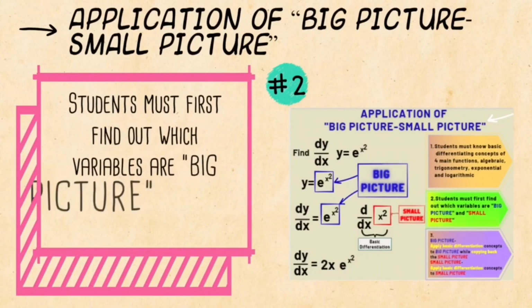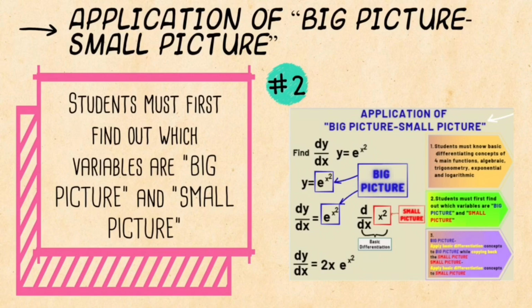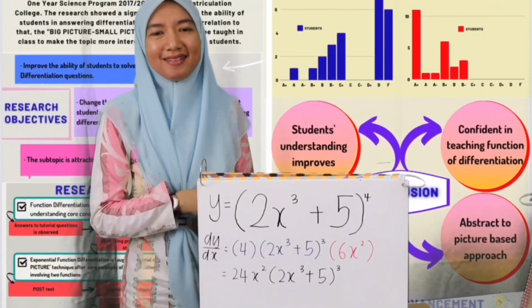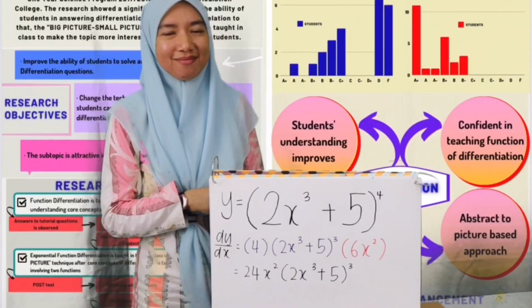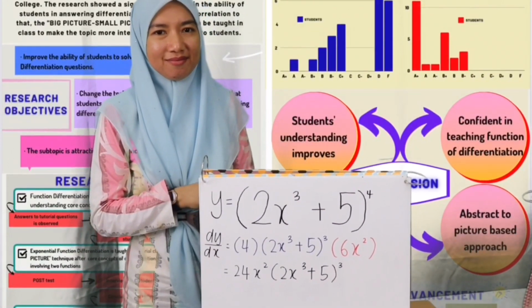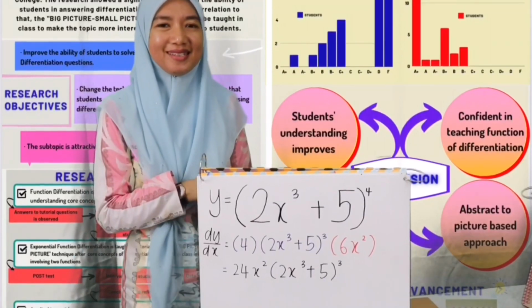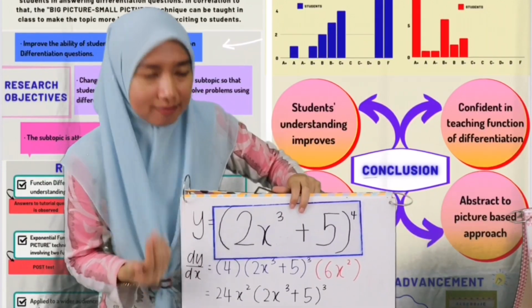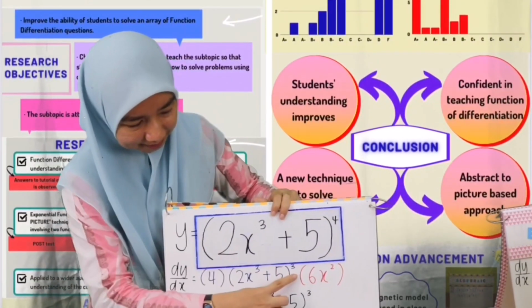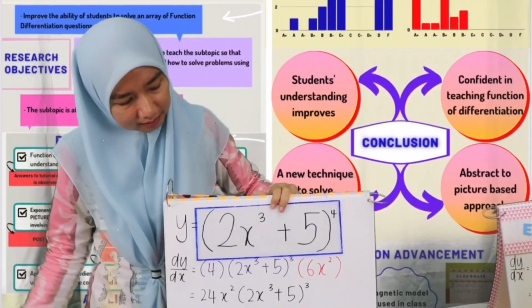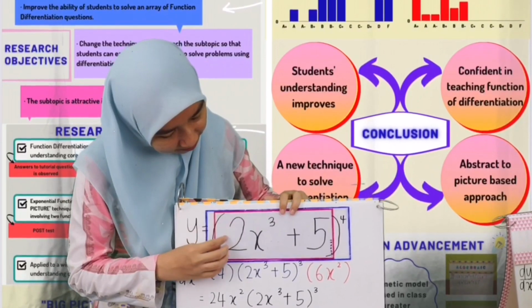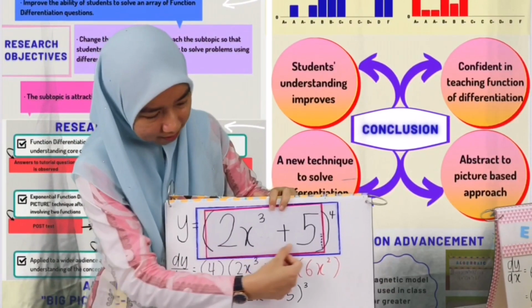The second step is that students must first find out which variable is the big picture and which is the small picture. Let me just show you how we can find out. Y equals (2x cubed plus 5) to the power of 4. This is a polynomial function with algebra in it. So let's see how we can find the big picture. The big picture is where the blue card is placed. If you look over there, that is our big picture. And now we need to know where our small picture is. The small picture will be where our red card is placed. The red card is the small picture, the blue card is the big picture.